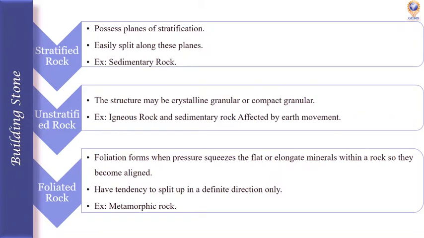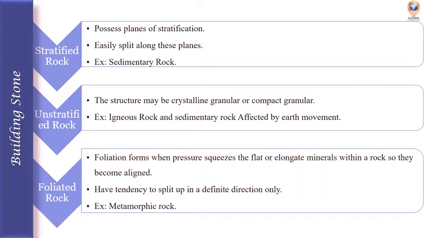Stratified rocks. Stratified rocks consist of different layers in their structure, and these layers are separated by planes of stratification. These planes are also called cleavage planes or bedding planes. These rocks can easily split along the bedding planes. Most sedimentary rocks such as sandstone, limestone, and shale are the best examples of stratified rocks.